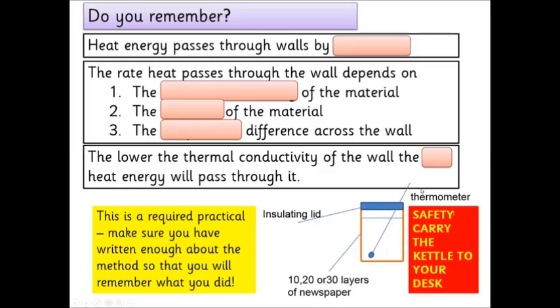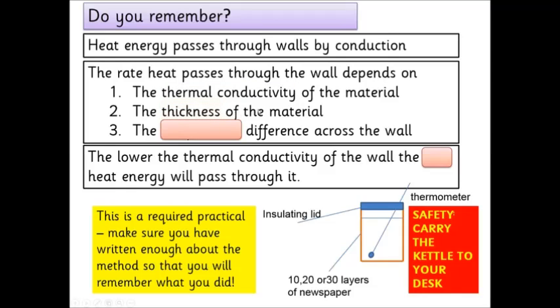Okay, so in terms of conclusions for this, hopefully you would find that the thicker the newspaper, the better it was at keeping the water hot. So in terms of the thermal conductivity, we need to think about what this means. So heat energy passes through the walls by conduction. We know that. The rate that the heat passes through the wall definitely depends on the thermal conductivity of the material. This is what you're wrapping it up in. It also depends on the thickness of the material. From your experiment, you would have found the thicker the better. And it would also depend on the temperature difference.